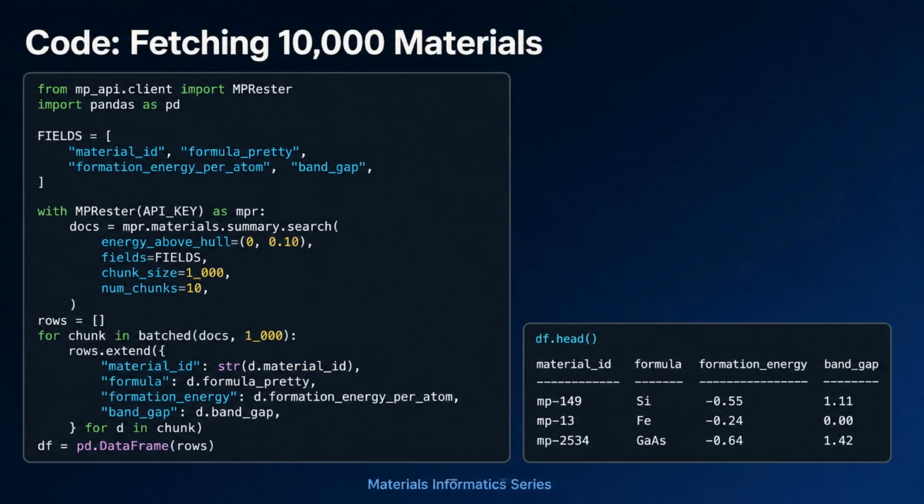Here's code for bulk data retrieval. Set energy above hull to filter for stable materials. Specify fields for the properties you need: material_id, formula_pretty, formation_energy_per_atom, and band_gap. Use chunk processing for large datasets. Convert results to a pandas DataFrame for easy manipulation.